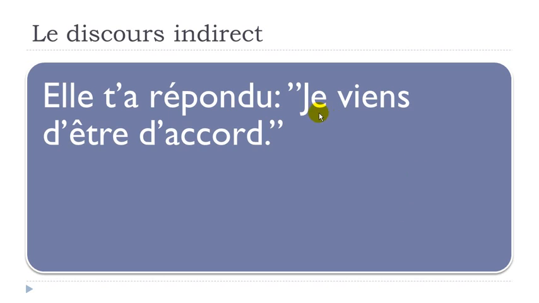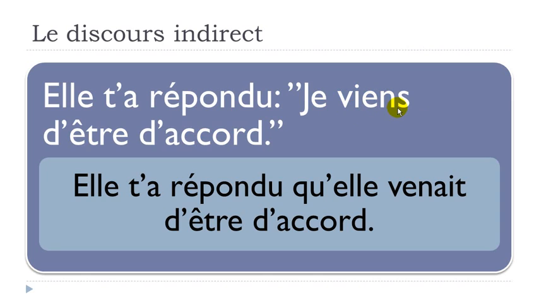Okay, so this is what we call le passé récent. So it's the verb venir, and here it's the present form. Okay, and you will have to modify it and to put it at the imparfait form here. Elle t'a répondu qu'elle venait d'être d'accord. Okay, so the only thing that you will have to modify, it's this verb here, venir. So when you've got this passé récent, it's at the present form. It will be here at the imparfait form. Okay, elle t'a répondu qu'elle venait d'être d'accord.